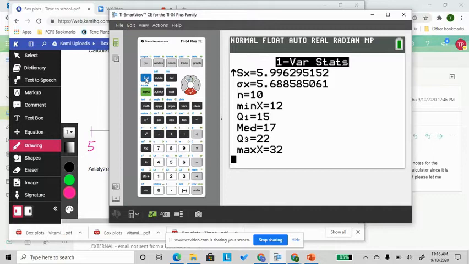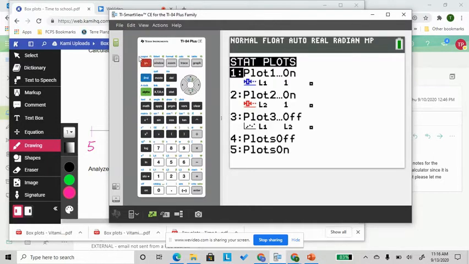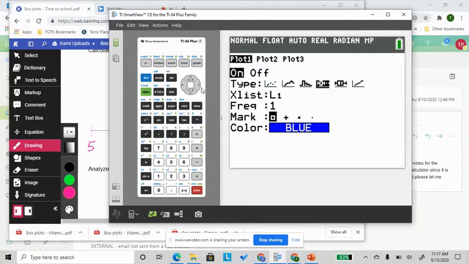All right, so let's do graphing box plots. You're going to hit second, Y equals, and that gives you your stat plots. Go into Plot 1 and turn it on. Hit enter, then arrow down, and arrow right until you get to this box plot. That box plot automatically does outliers for you. The next one right here is your basic box plot, but we're going to use this one that automatically calculates the outliers for you.